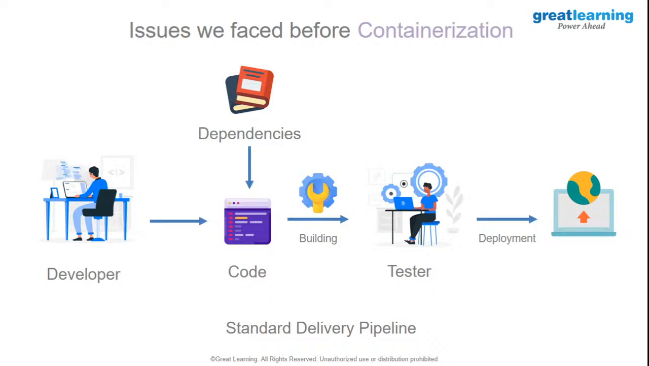Okay, so this is a standard delivery pipeline. What kind of issues can occur here? In standard software development, the issue that usually comes up is compatibility issues. We have so many different projects that people are working on in so many different fields, even inside one company.